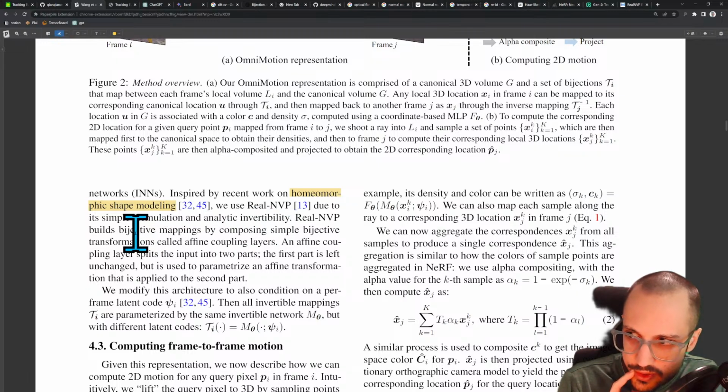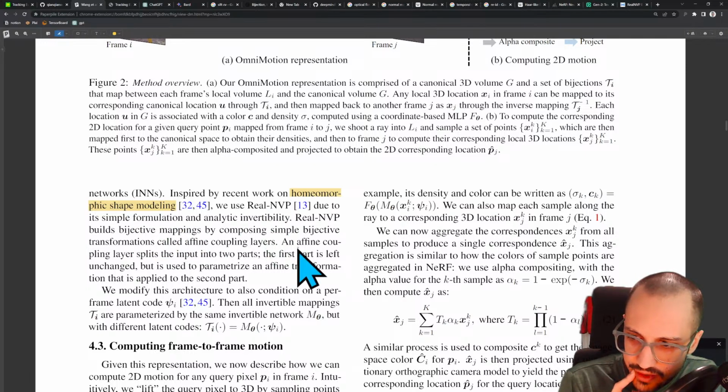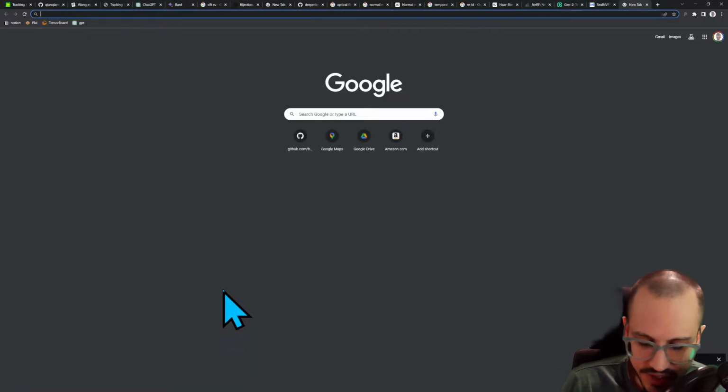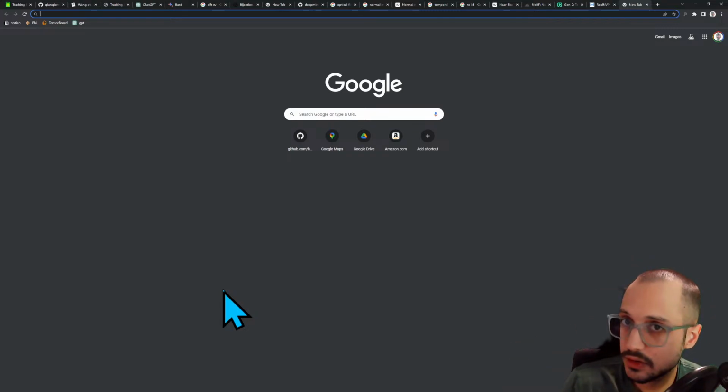Real NVP builds bijective mappings by composing simple bijective transformations called affine coupling layers. An affine coupling layer splits the input into two parts. The first part is left unchanged, but is used to parameterize an affine transformation that is applied to the second part. So affine transformation, whenever I see that, I think of basically warping and scaling.